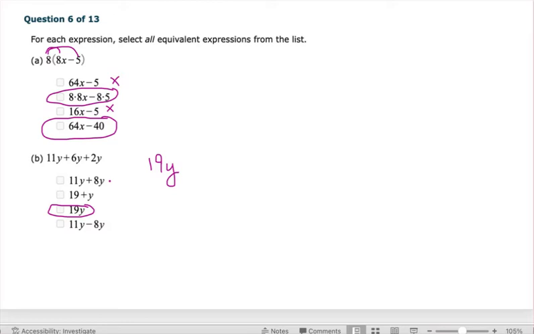which does add these two together, and it is an equivalent expression. So we would have to say that is correct. And when we add it together, don't we get 19y? But 19 plus y is not the same as 19y, so that's a no. And 11y minus 8y, see, this is a plus an 8y, so that would be a no. You have to be really careful on these, don't you?